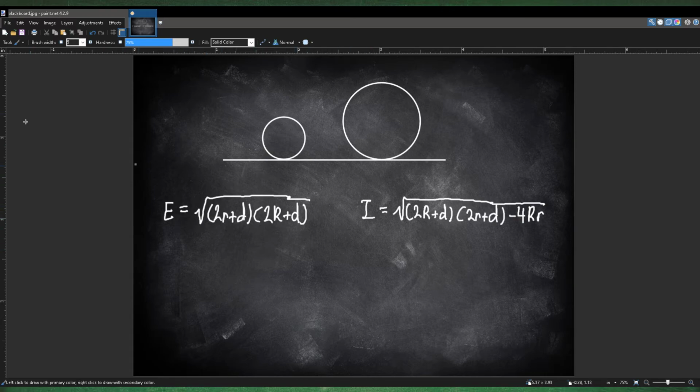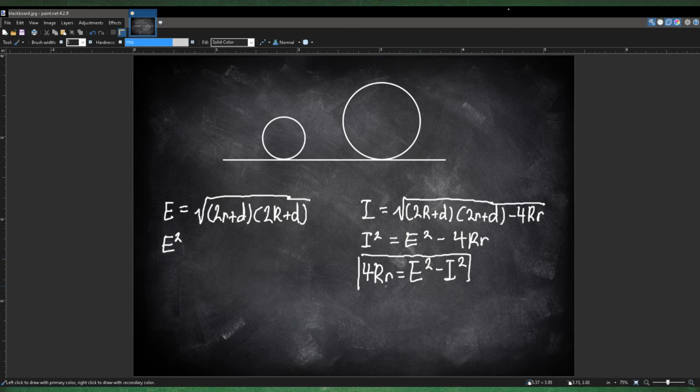So using these formulas, what's the relationship between external and internal, right? Because they both have similar parts. So what we could do is we could square both of them. So e squared and I squared, right? External squared, internal squared. That means it's just going to have, without the square root, just these terms inside. So we could just move this thing over here. So that is equal to e squared minus I squared. So that gives us in our relationship that 4Rr is equal to e squared minus I squared. Okay, and that is the relationship between our internal and external.